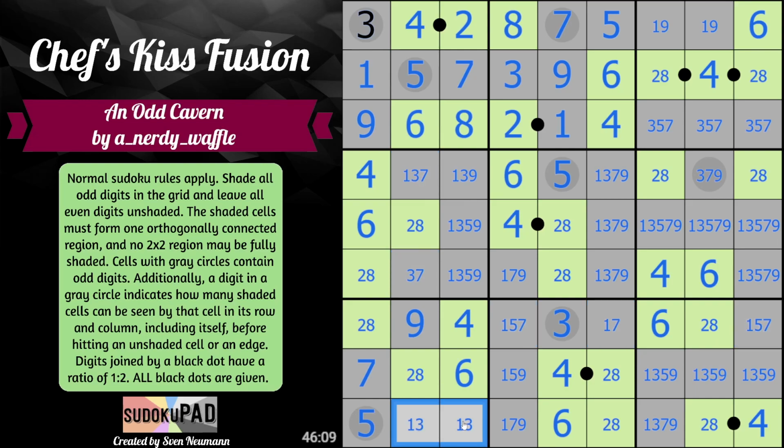This 1, 3 pair pulls 1 and 3 out of here, and we're left with a 7, 9. 1, 3, 3, 7, 1, 3, 7.